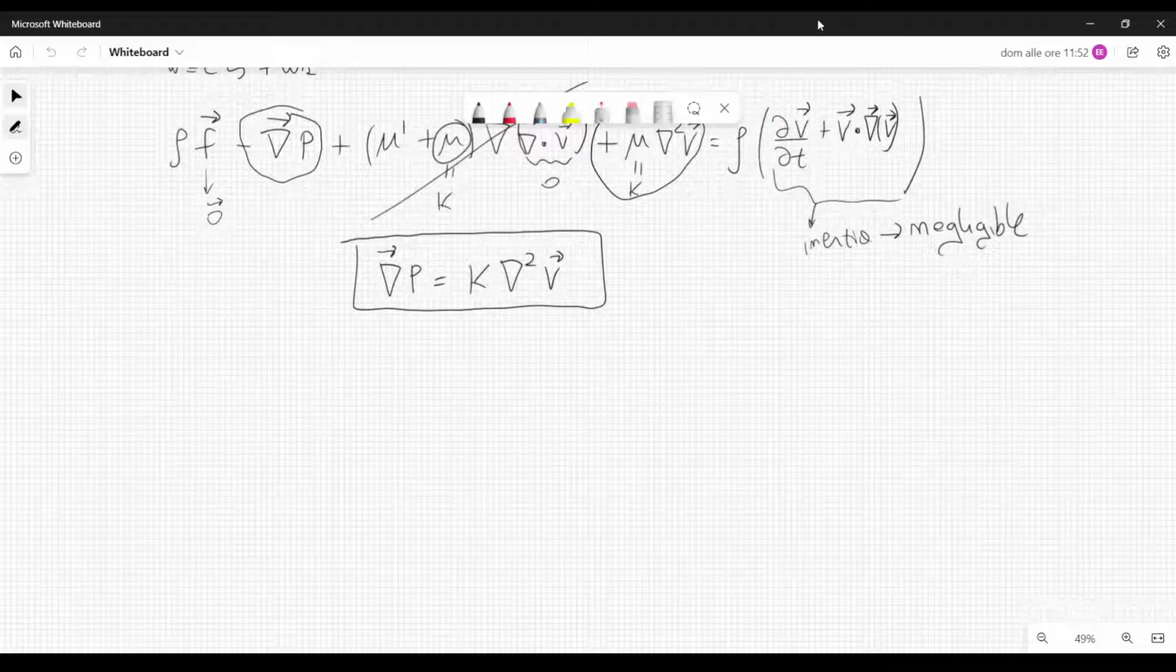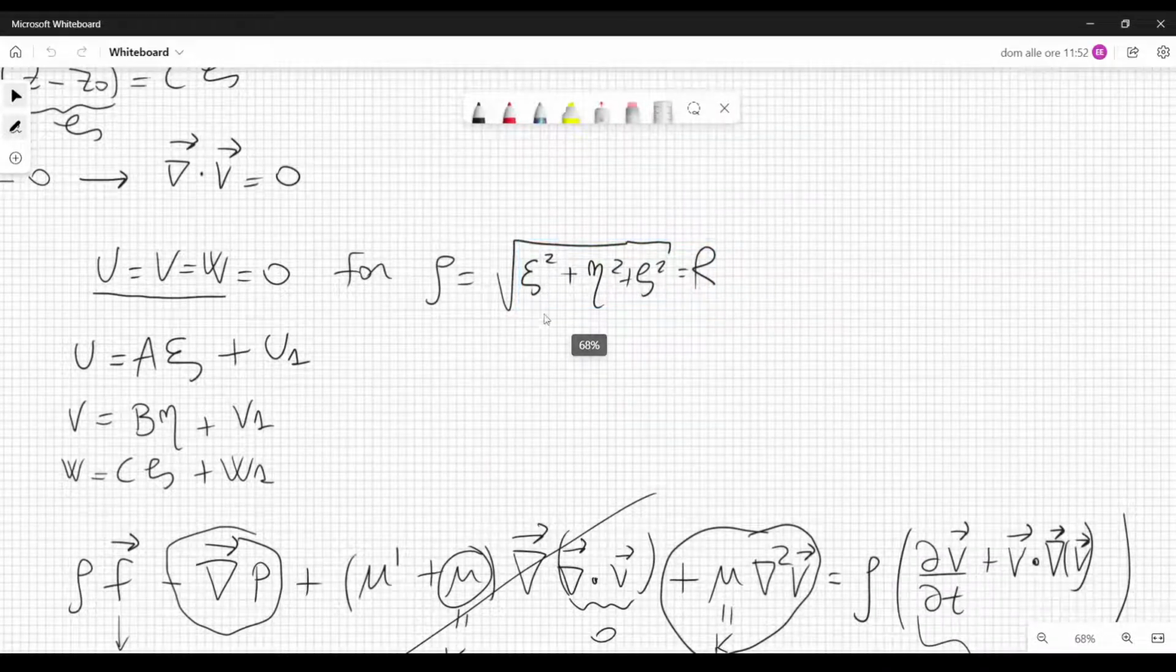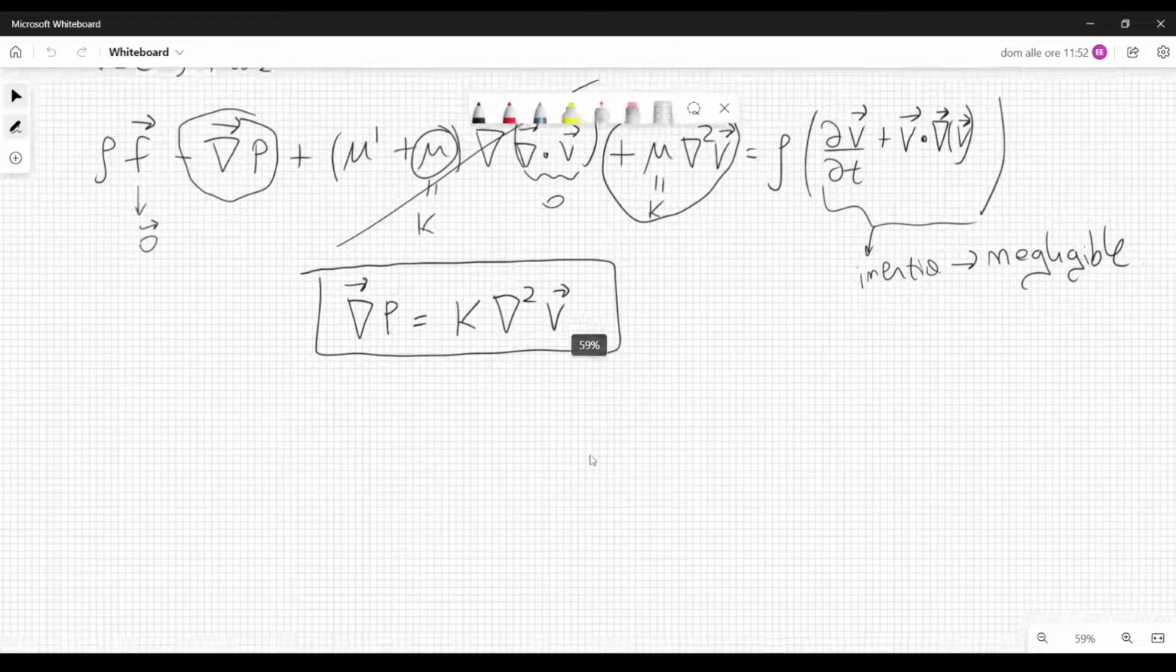Einstein then starts solving this Navier-Stokes equation that we have found in the previous video with the boundary conditions that we have also laid out in the previous video, namely that the velocity should vanish at infinity and it should also vanish on the sphere, so at rho equal to capital R, the radius of the sphere. And we defined the rho previously. It is given by the square root of xi squared plus eta squared plus zeta squared.